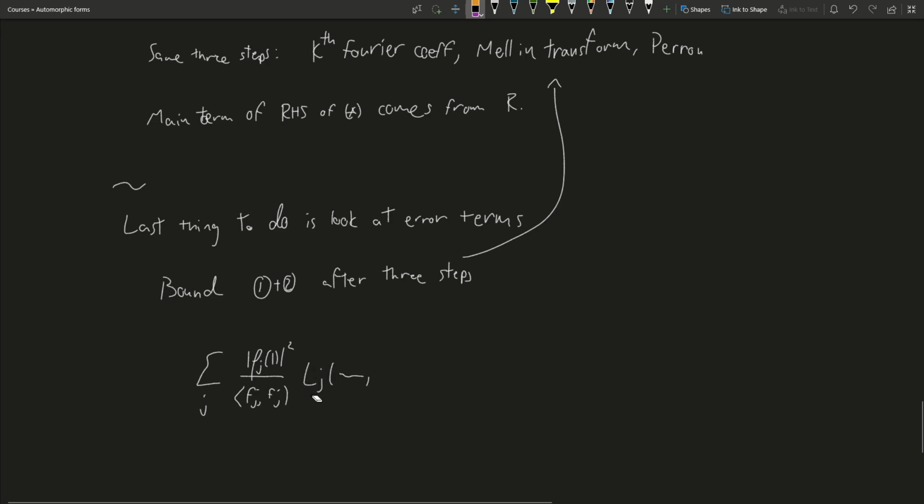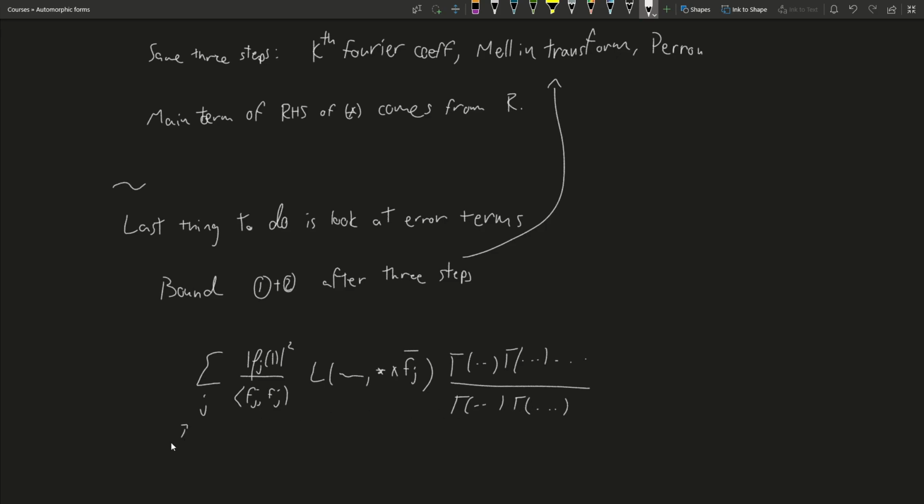Let me write it this way. This L function of something times the Maass form. Actually, there's a conjugate here. This is going to be like some Dirichlet character. And then you're going to have some gamma functions in both the numerator and denominator. And this is a sum over Maass forms.